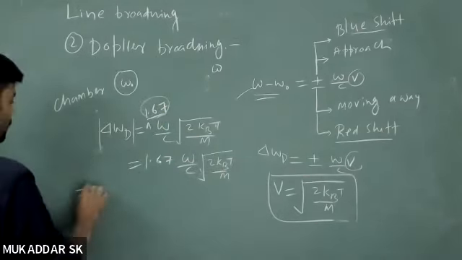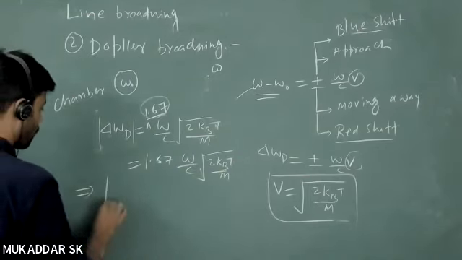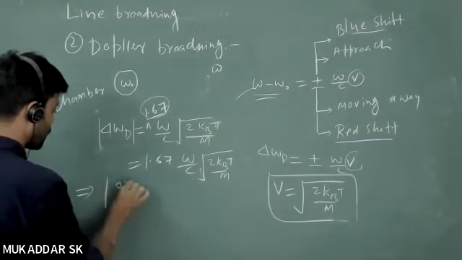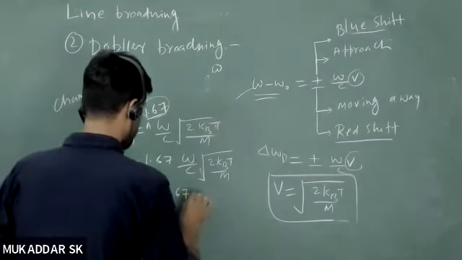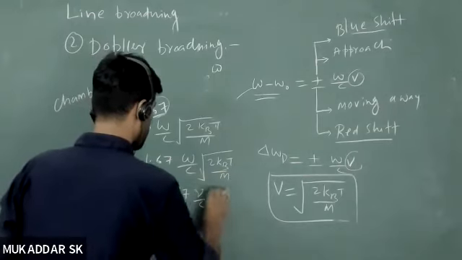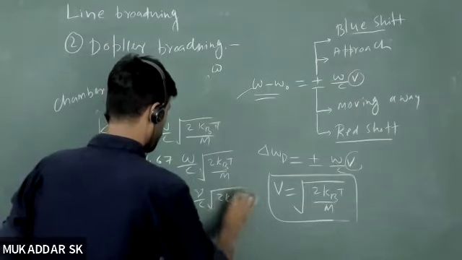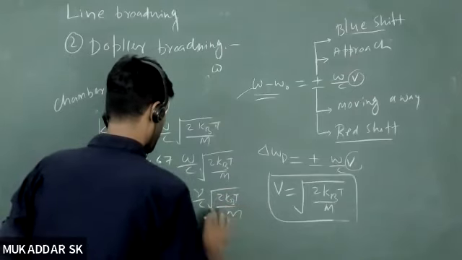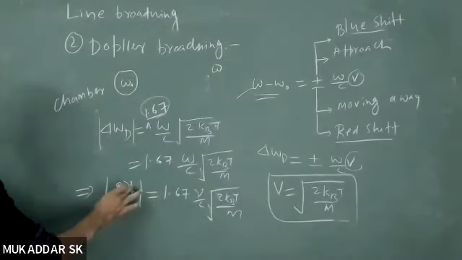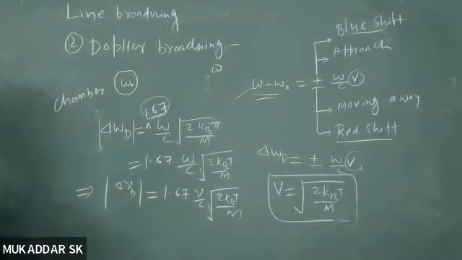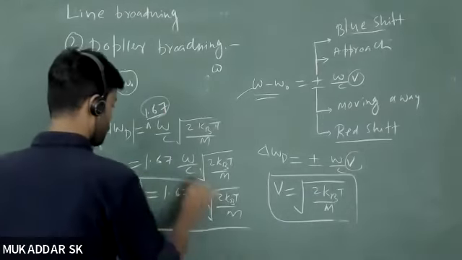You can write it in terms of nu also. So mod of delta nu D will be 1.67 nu by c times root over twice kBT by m. And the same thing you can calculate for delta lambda D also, because nu equals c by lambda. This formula is important for your exam.